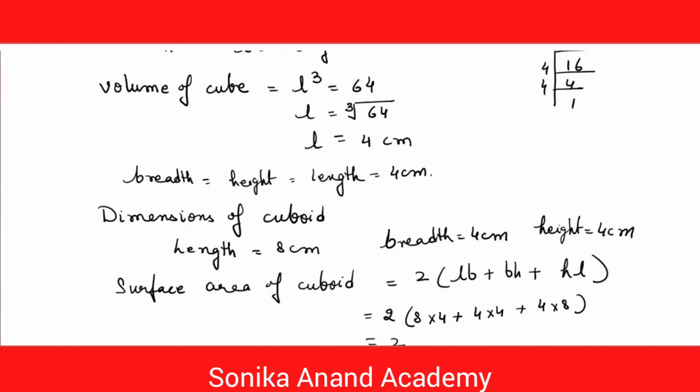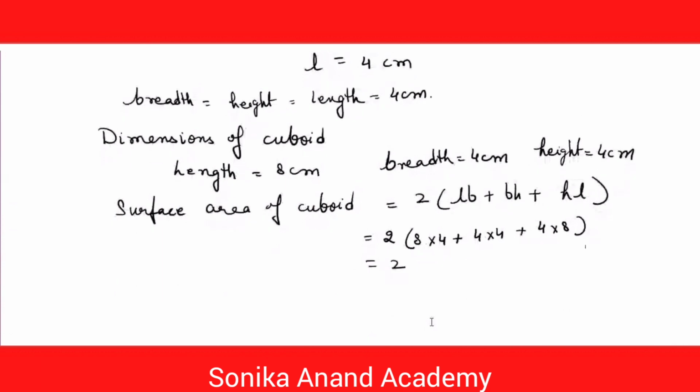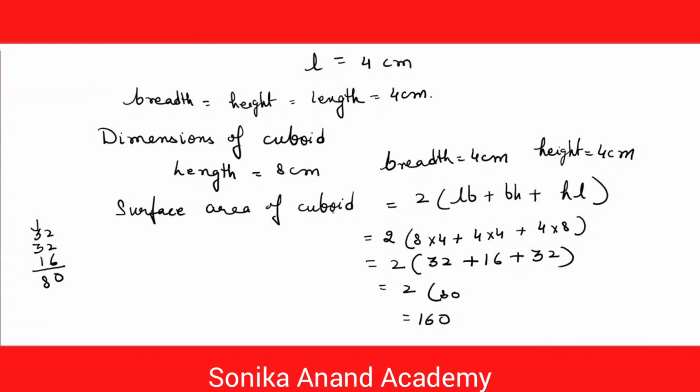Now after multiplying, what we get? 32, 16 and 32. Now sum up of all of them, we get 32, 32 and 16. That means 80. That means 160. And it is surface area and it is centimeter, so we write its unit centimeter square.